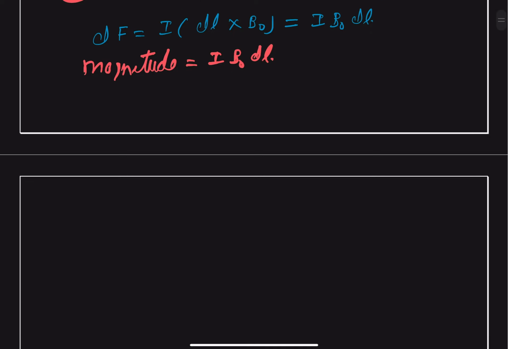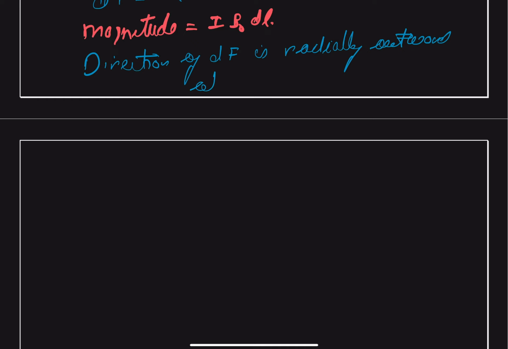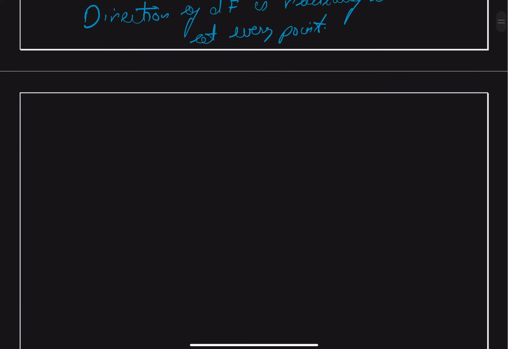And the direction of dF is radially outward at every point on the loop. So therefore this small force dF is symmetrically distributed around the circular loop.